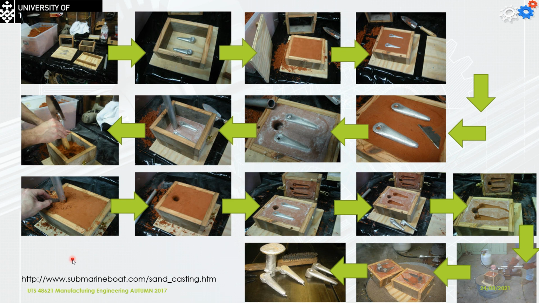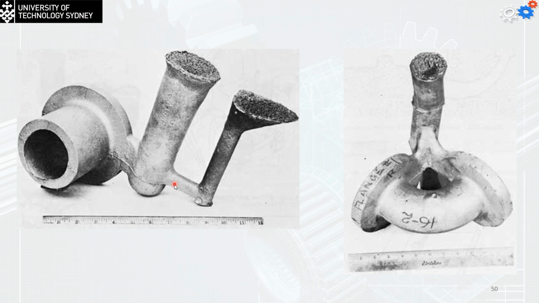So we talked about this one earlier. We're going to have the pattern. We're going to put it in the box. We are going to compact it to make the drag. Then we're going to repeat the same process at the top to make the cope. And then we are going to prepare the passing gates here. And then we're going to pour the molten metal, get the final part, trim all the braces and the flow gates, and get the product.